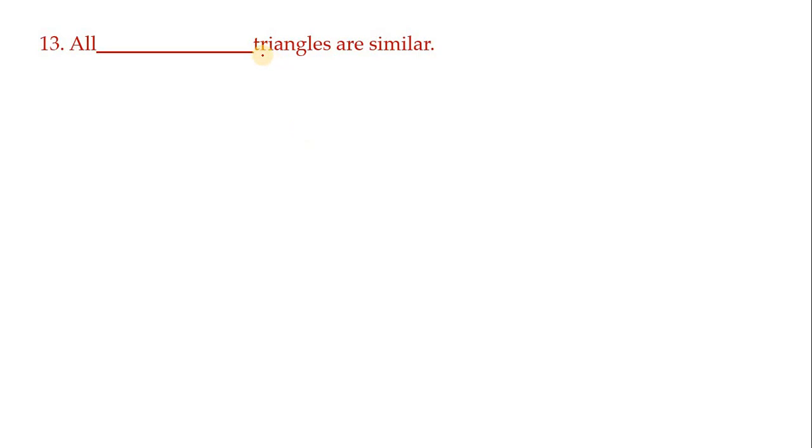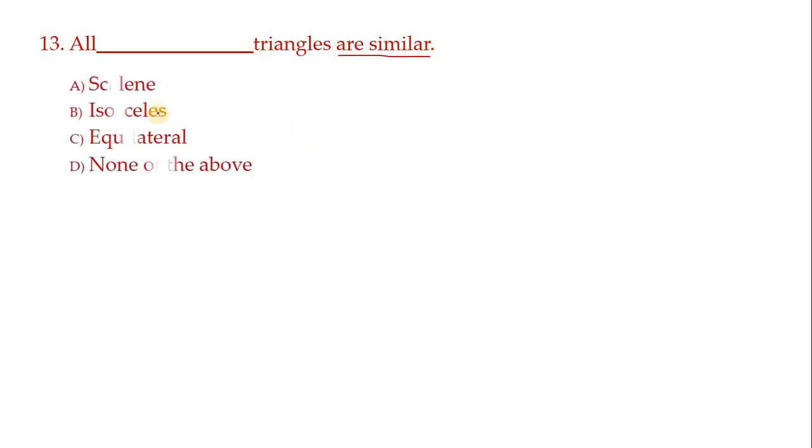All dashed triangles are similar. Scalene triangle. So here they have given a scalene triangle in our question paper. That is wrong. Scalene triangle, isosceles, equilateral, none of the above. So very simple. Directly we can write equilateral triangle. So all equilateral triangles will be similar.